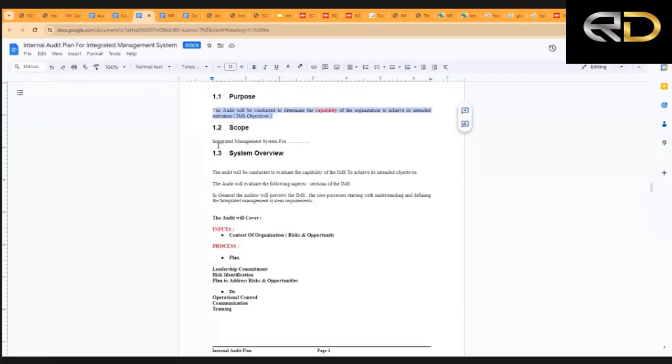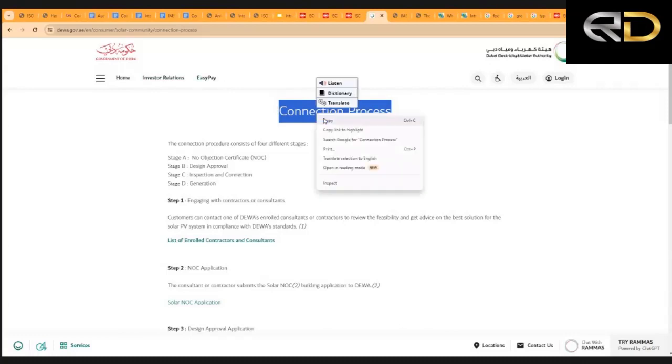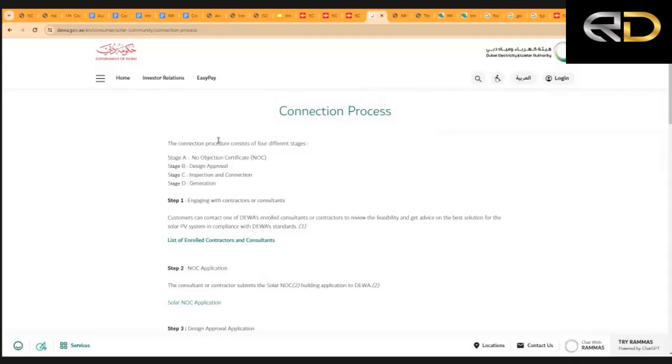You communicate to them what is the scope of the management system. The scope, again, has to be a process. So you say integrated management system for, and then I'm going to come here and say integrated management system for solar connection process. Always the scope has to be a process. The integrated management system does not have to be applied to the whole organization. It is for processes. You can do multiple processes like that, but it cannot be applied to the whole organization.